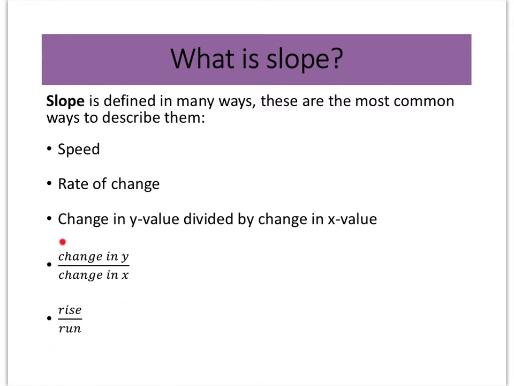But I really want you to start thinking about the rise of something as the change in the y value, and the run as the change in the x value. So we can think about it as the change in the y value divided by the change in the x value, or it's called the rate of change. And so these three are kind of the golden ticket of how we actually work with slope in different situations.